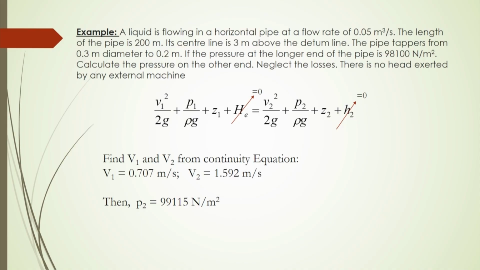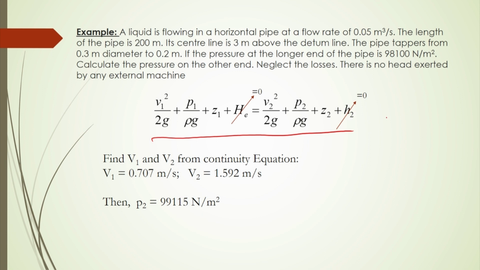So, what should be the pressure on the other hand? In this case you neglect the losses, and there is no head exerted by any external machine here. So simply we can apply this Bernoulli's equation here, the equation given here. Since no external machine is applied to deliver this liquid, we can omit this AC term, that means the head due to the supply of energy by an external machine, and H2, there is no head loss.